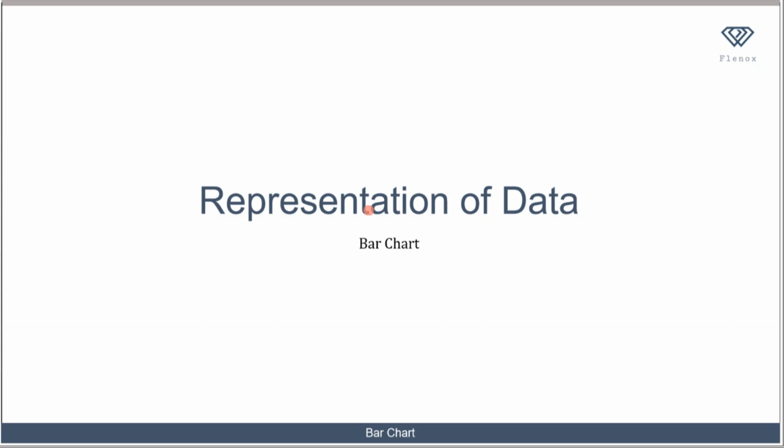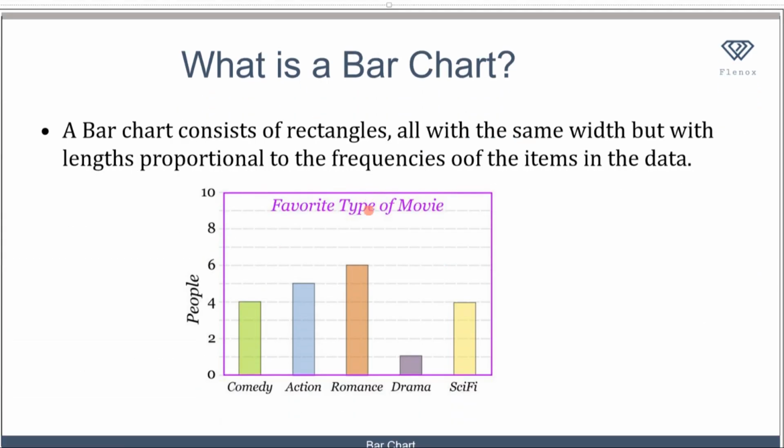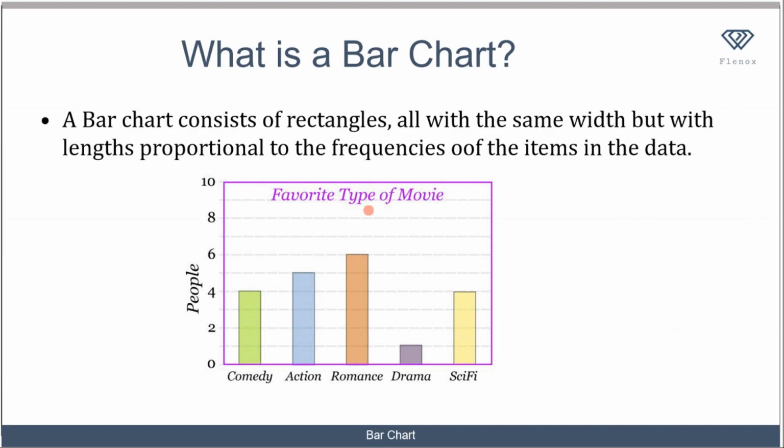So now let's quickly talk about bar chart. So what is a bar chart? A bar chart consists of rectangles all with the same width but with length proportional to the frequencies of the items in the data. So what does this mean?